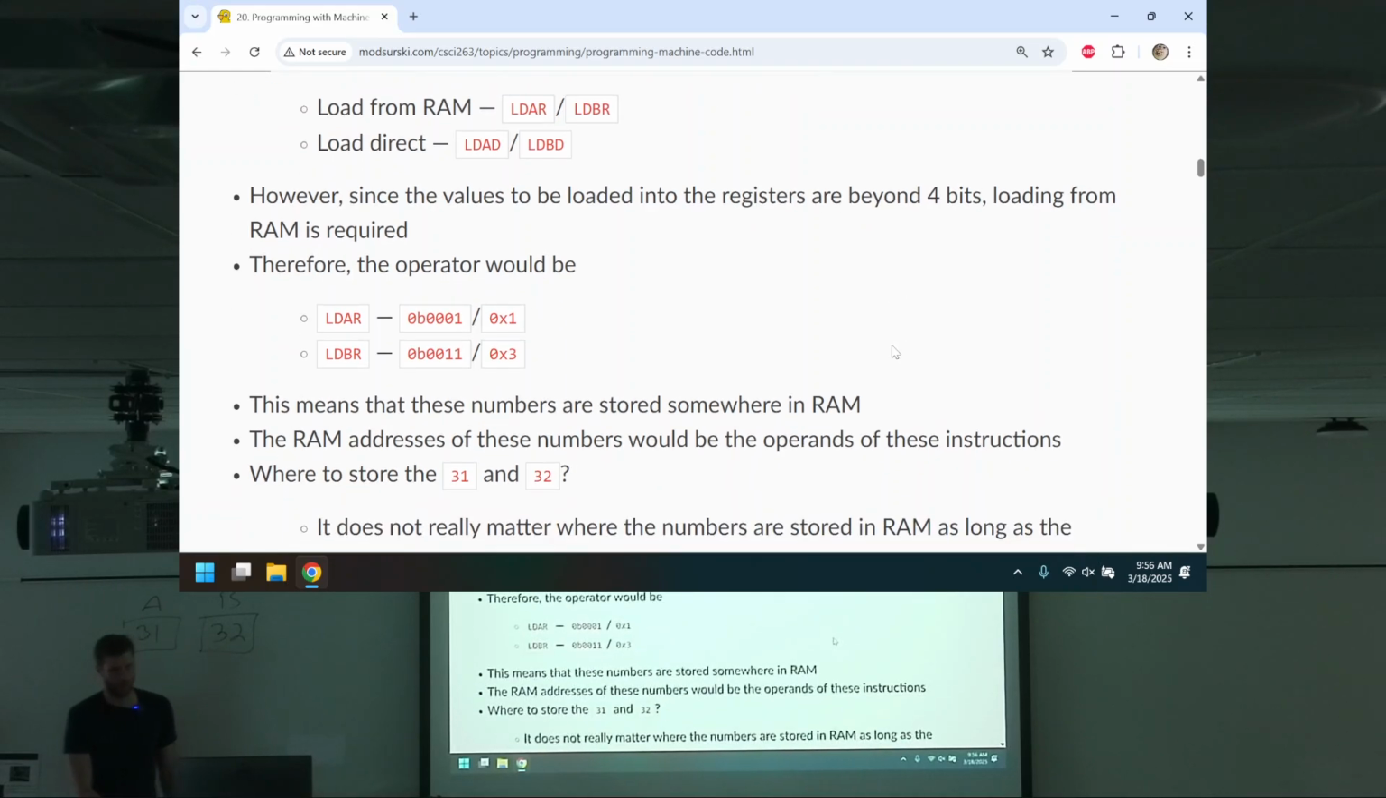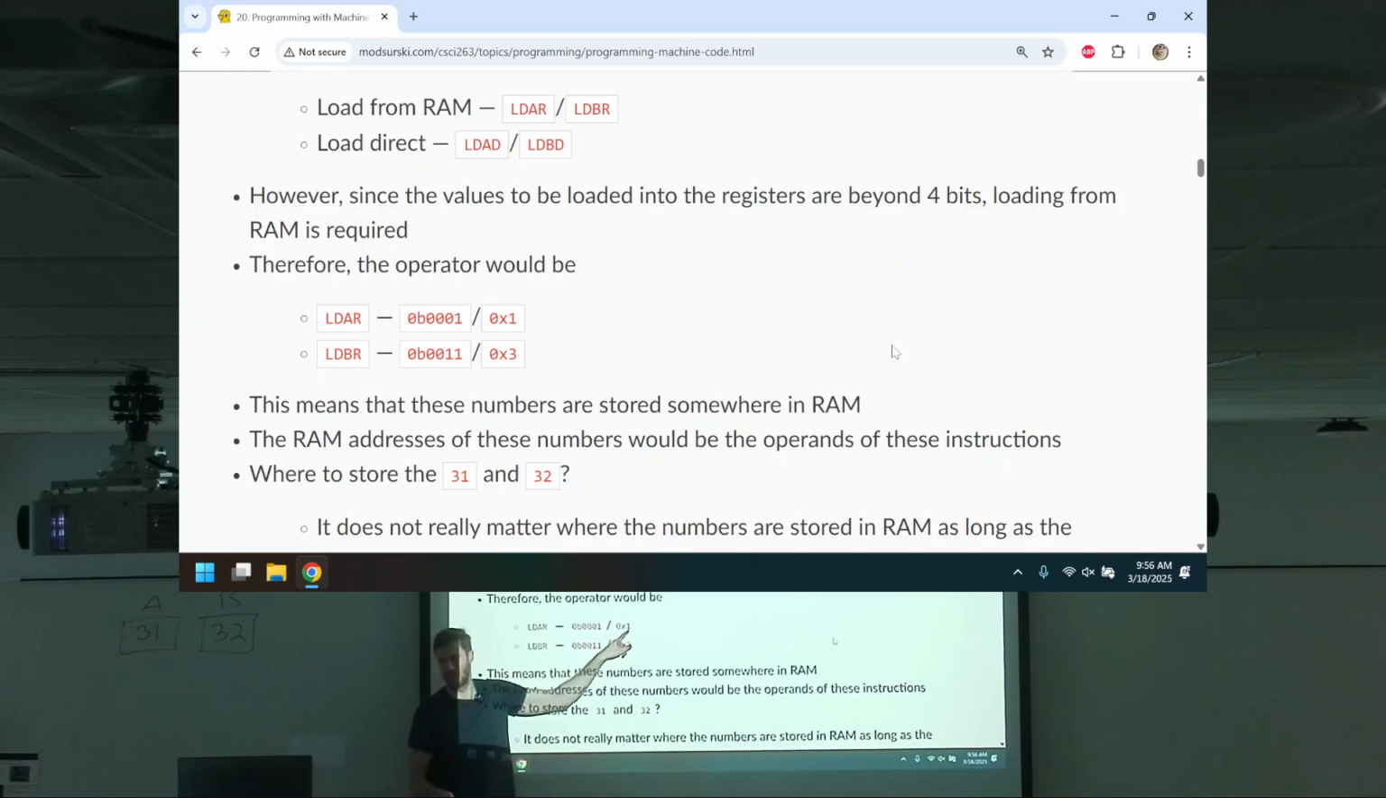Therefore, the operator would be something like load A 0001 and load B 0011. These are the load A and B from RAM. Here I'm showing what it would be in binary and what it would be in hex, because again, a little easier to write that, I guess.